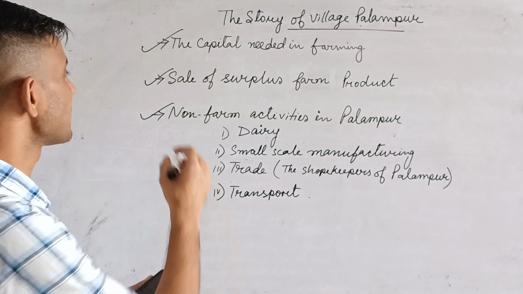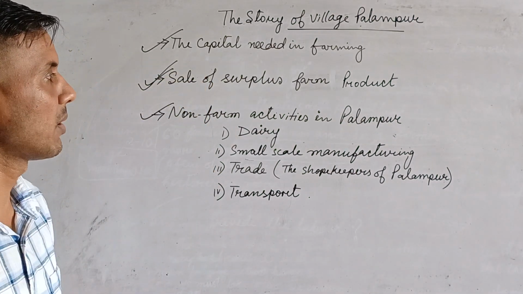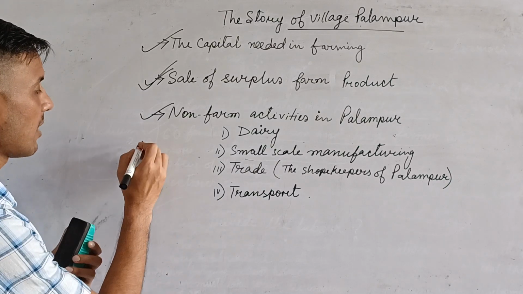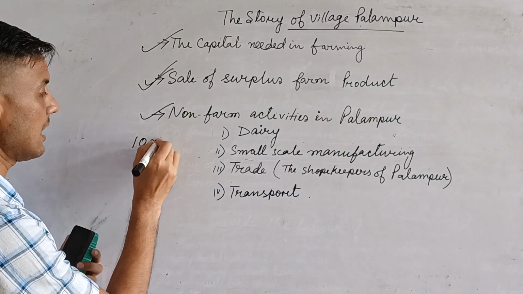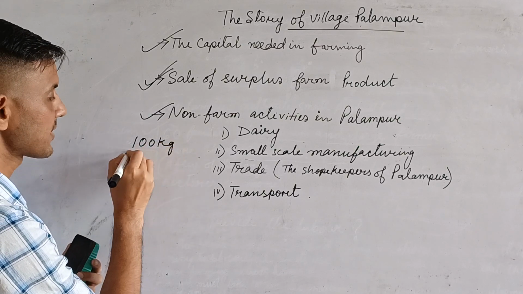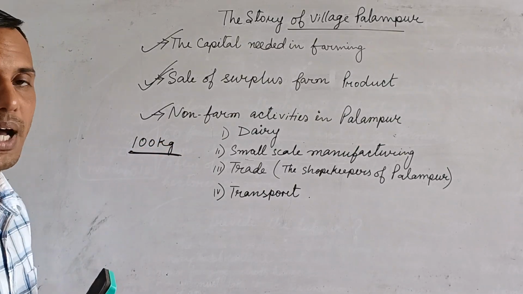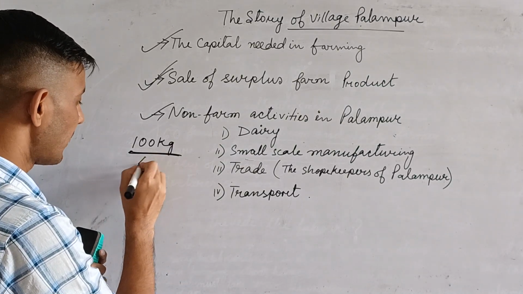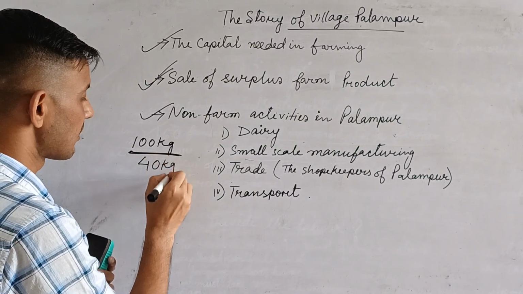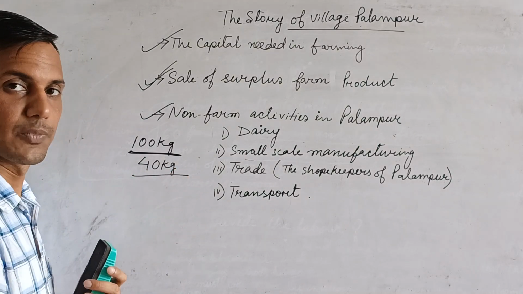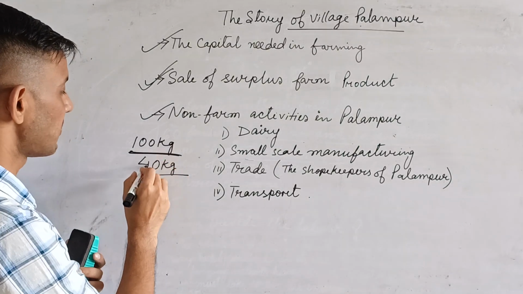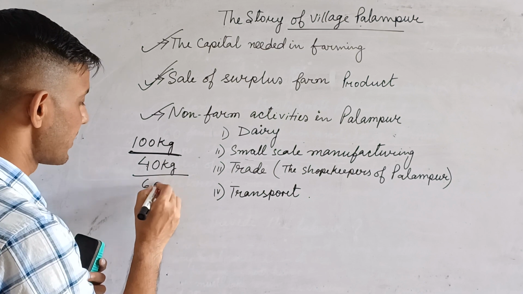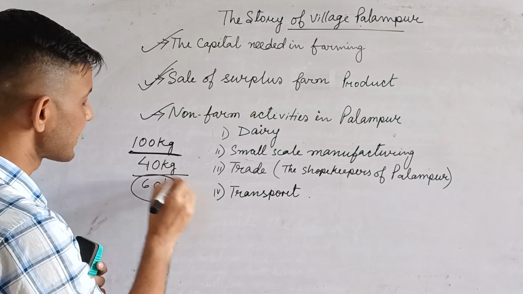Okay. Then come to the second point, sale of surplus farm product. What is the surplus product? Suppose you have produced 100 kg. See, this example, it's very easy to understand. Out of 100 kg, suppose you need 40 kg for your self-consumption. Then what is the left amount? This is 60 kg.